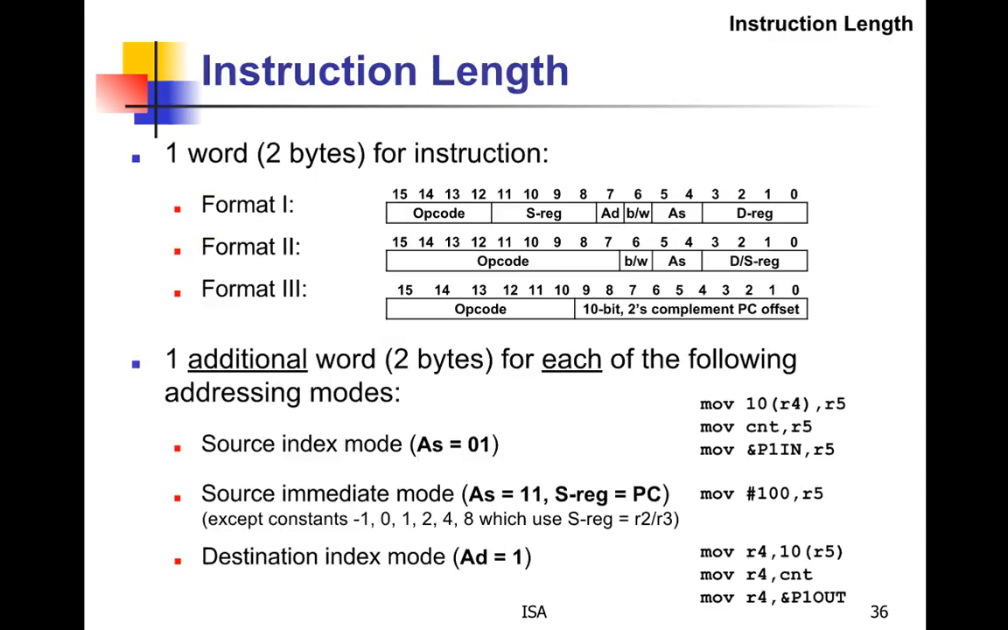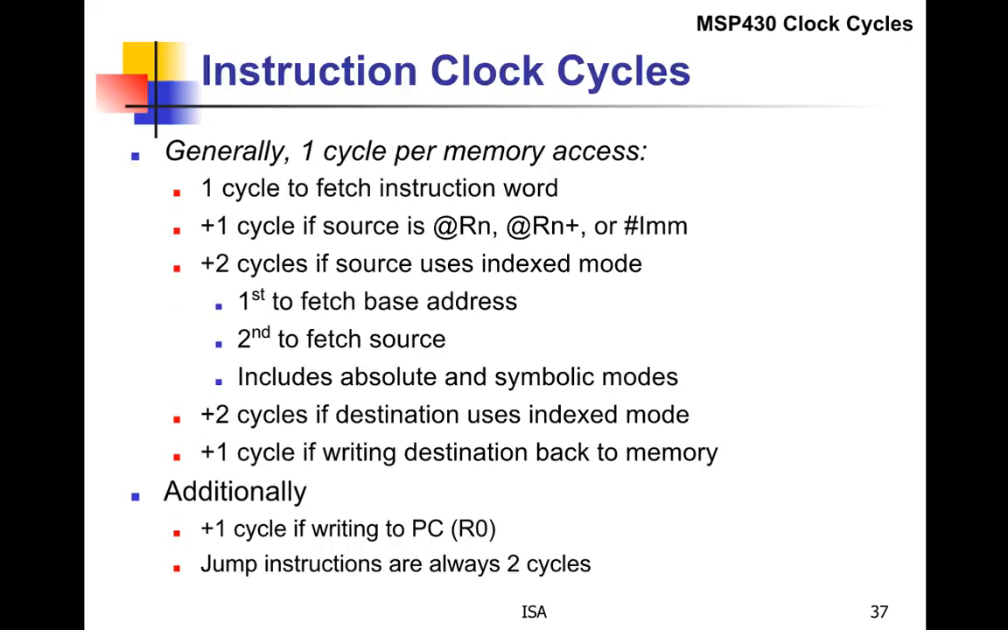Okay, so let's see. It takes 2 cycles if the destination uses index mode, and an additional cycle if writing the destination back to memory. Additionally, 1 cycle if writing to the program counter, that's R0, and jump instructions are always 2 cycles.